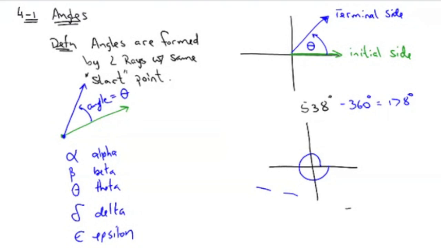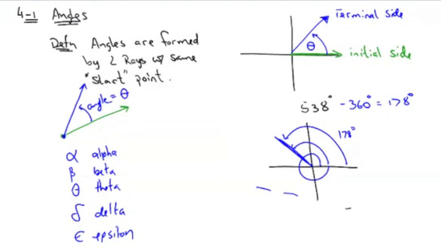What quadrant is it in? It's in the second because it's bigger than 90 and smaller than 270. So it's someplace over here. You don't have to draw them perfect. And it's wrapping around to here. So it's the same thing as if we just did 178 degrees to start with.